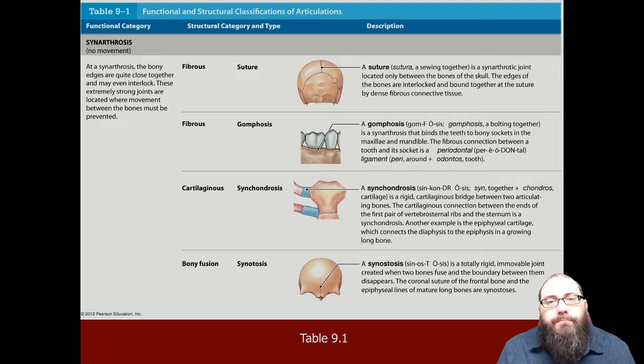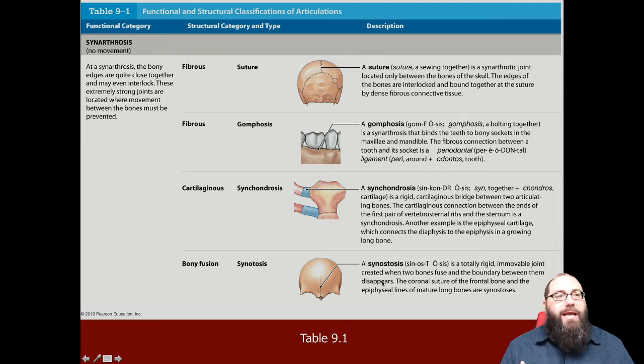Okay, moving on. So then our structural categories that fall into the synarthritic functional category. Structural would be fibrous. We've got a suture and a gomphosis. Cartilaginous is called a synchondrosis, where two bones come together held by cartilage. Chondro means cartilage. And a bony fusion is a synostosis, a totally rigid, immovable joint, created when two bones fuse and the boundary between them disappears.